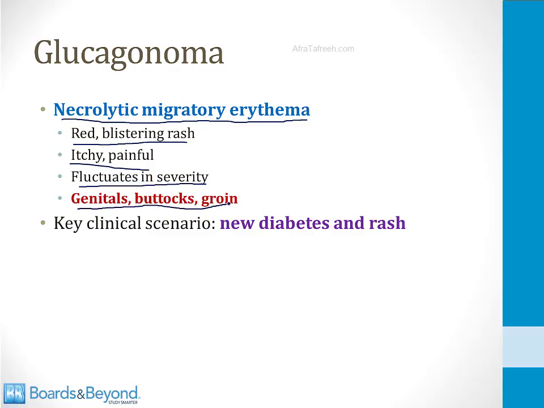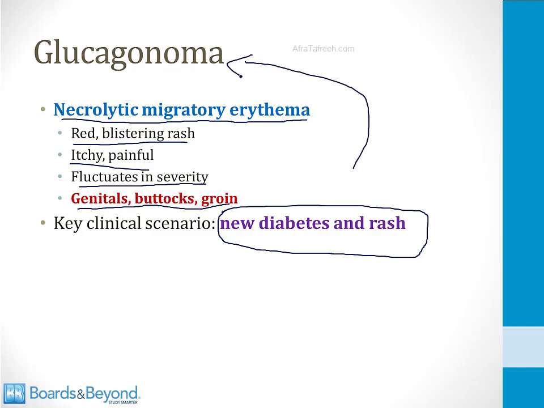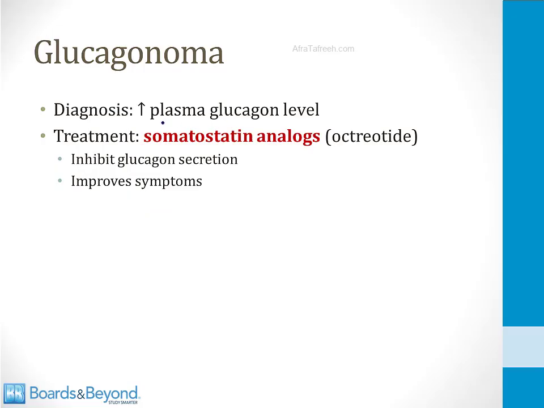So a key clinical scenario that is very high yield to know for board exams is a patient who presents with new onset diabetes and a red itchy rash. When you see that, you should think of glucagonoma. You can make the diagnosis of a glucagonoma by demonstrating increased levels of plasma glucagon, and there are a number of treatments for this condition, but one of them that you should know about is the use of analogs of the hormone somatostatin. One of these that is sold commercially is called octreotide.